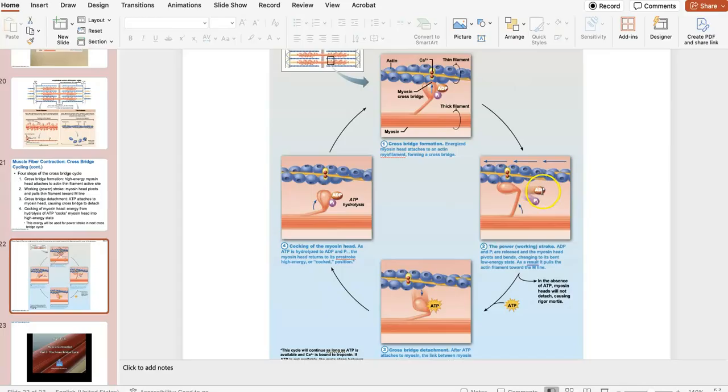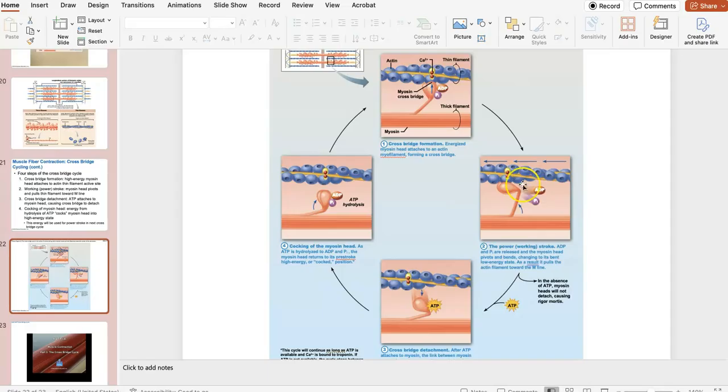So the ADP and the phosphate detach from the myosin. So we can see they're attached here and they detach. This initiates what's called the power stroke, or the working stroke. And as you can see, the myosin head is in a unique position here. But once the ADP and the phosphate detach, the myosin head pivots and it pulls on the actin. And the actin, according to the arrows, slides this way over the myosin, and the sarcomere shortens.